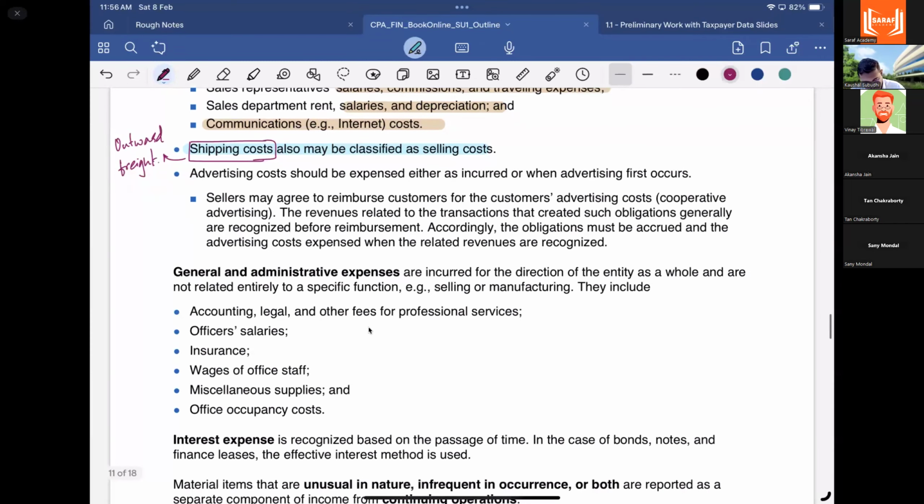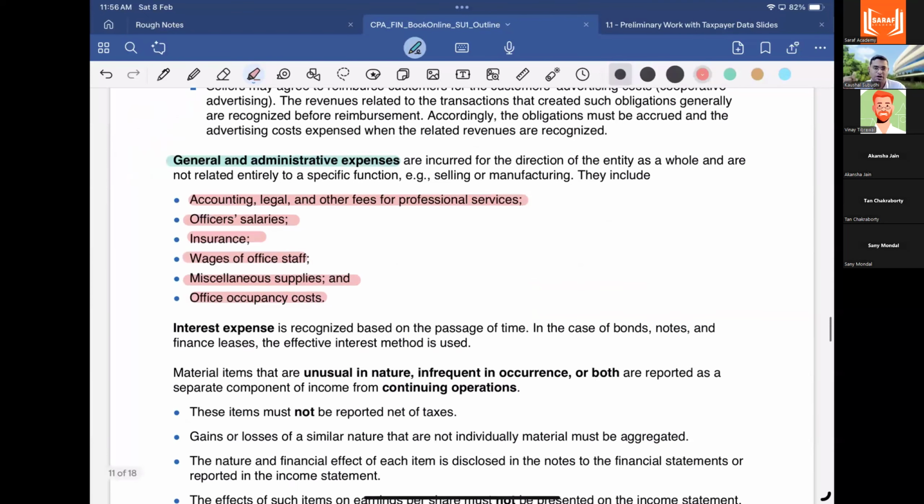Now a few more steps just to keep in your mind. General administrative expenses, general salaries or stationery, office expenses, this and that. ठीक है, so क्या क्या है? Accounting, legal, professional fees, office salaries, insurance, wages, business supplies, office occupancy costs, and so on and so forth. Okay. You can give it a reading. I mean, of course, no one is going to ask you to. Now we are just building the foundation, right?